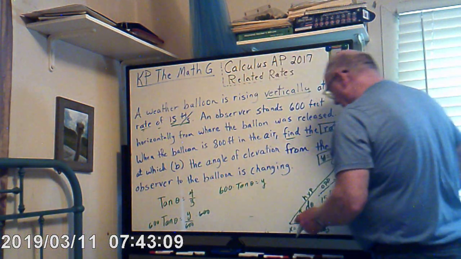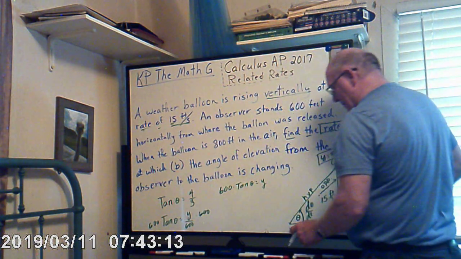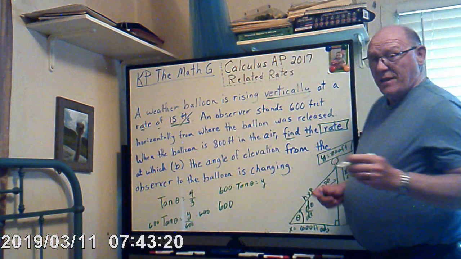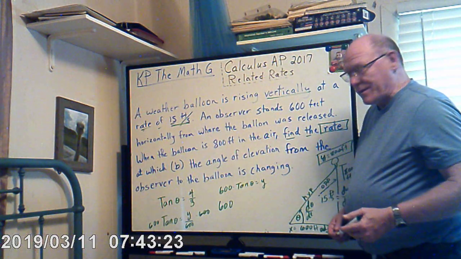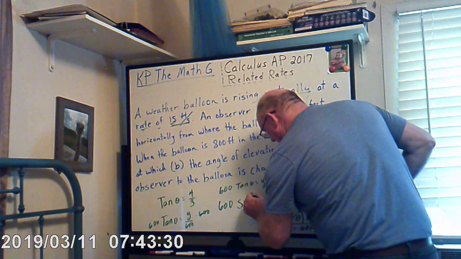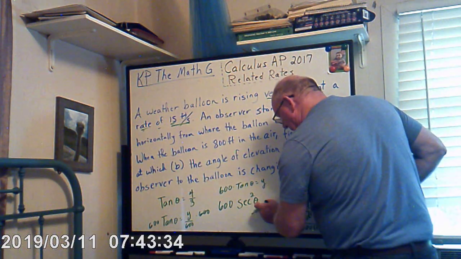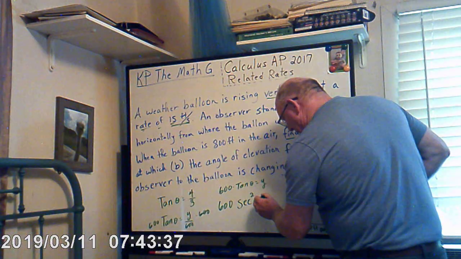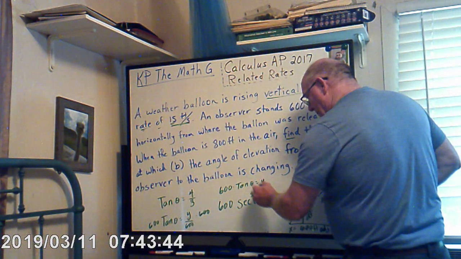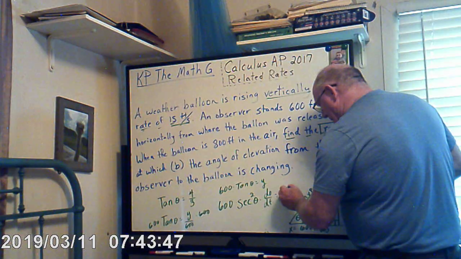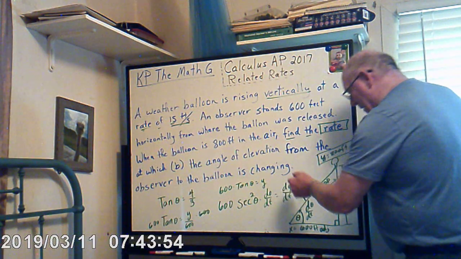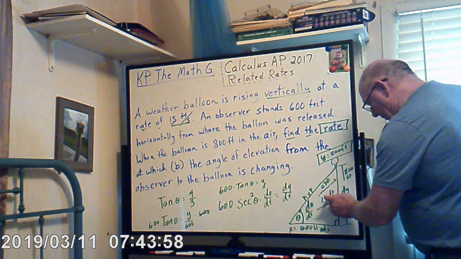Now, let's go a little further. 600, let's take the derivative of this side. You have to know your derivatives of all the trig functions. The derivative of tangent is secant squared. When you take the derivative of tangent of theta and get secant squared theta, you have to tack on d theta over dt. Now, we already know that the derivative of y is dy over dt. We know what dy over dt is. It's 15 feet per second.